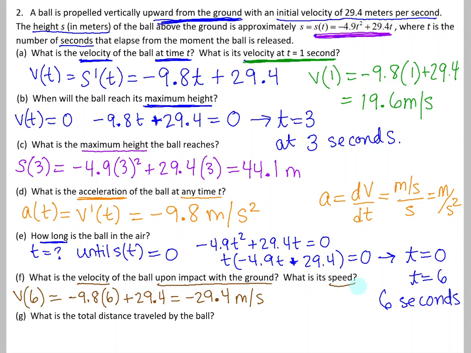What about the speed? The speed is the velocity, but without the sign. The speed is the absolute value of the velocity. Velocity is speed with direction, the negative meaning that the ball is going down or getting closer to where it started. The distance is decreasing. So the speed of the ball is 29.4 meters per second.